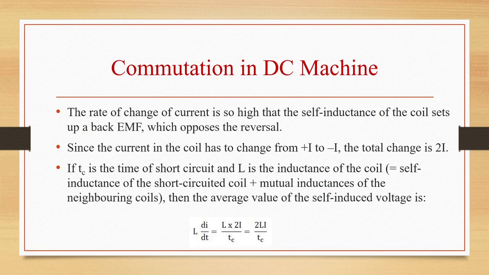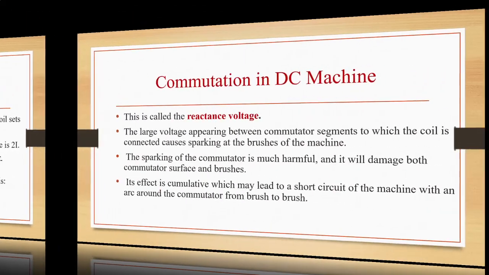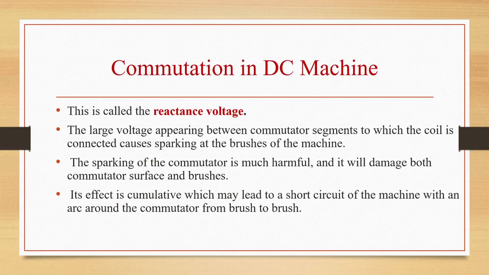Since the current in the coil has to change from plus I to minus I, the total change is 2I. If Tc is the time of short circuit and L is the inductance of the coil, that is the self-inductance of the short-circuited coil plus the mutual inductances of neighboring coils, then the average value of self-induced voltage is L di by dt, that is L into 2I by Tc, that is 2LI by Tc. This is called the reactance voltage. We have seen reactance voltage in detail in the previous classes.